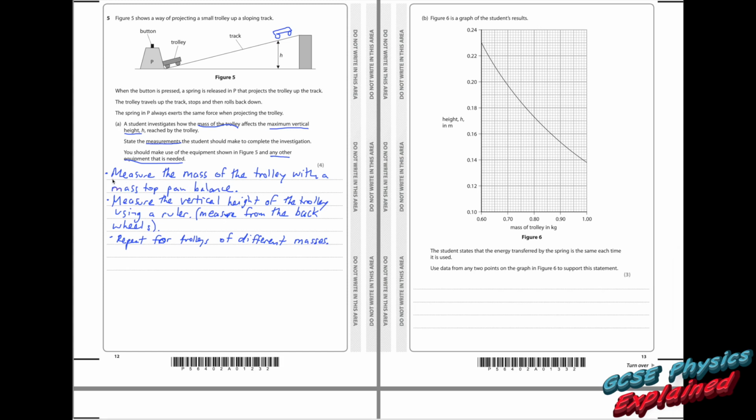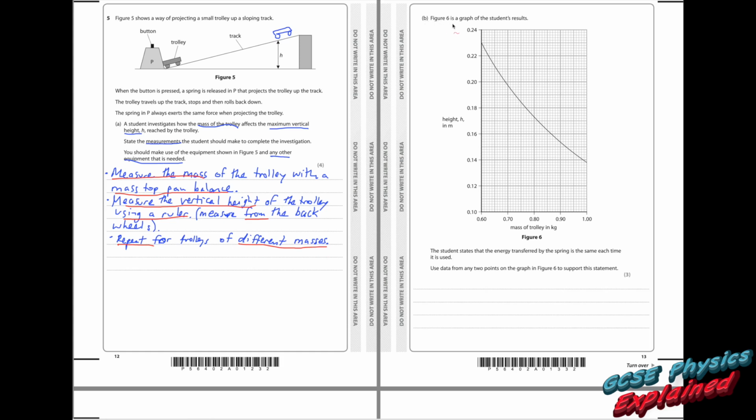So we're saying measure the mass of the trolley. We're saying use a mass top pan balance. We're saying measure the vertical height. We've said with a ruler. We've said where we're measuring it from. So that's 1, 2, 3, 4, 5. And then we're saying repeat it for trolleys of different masses. So we should get 4 marks out of that answer.